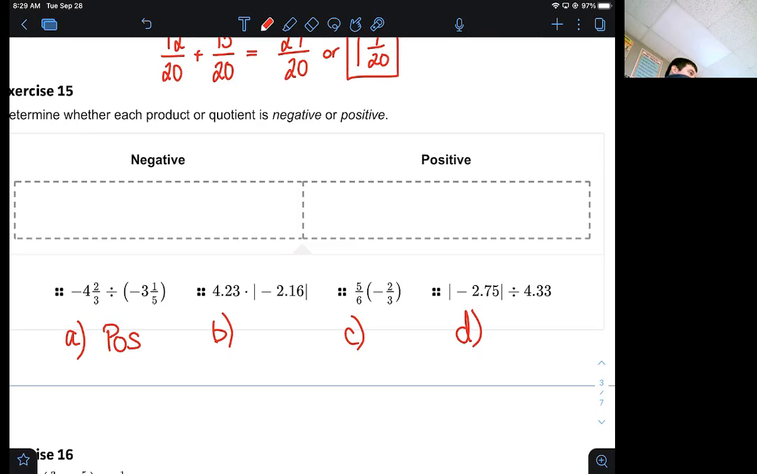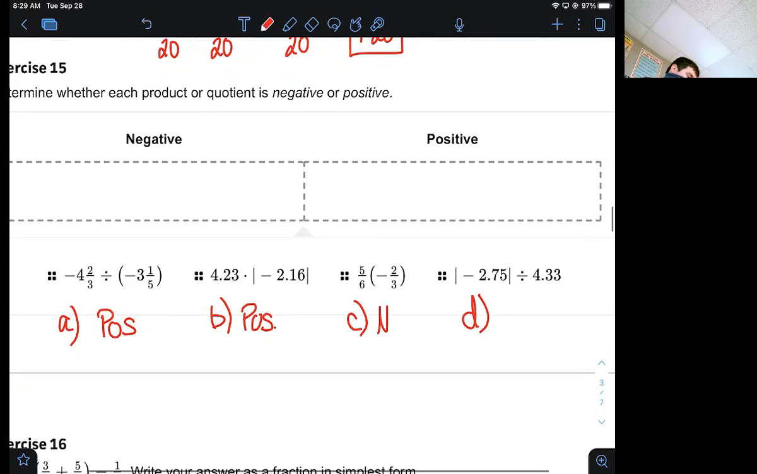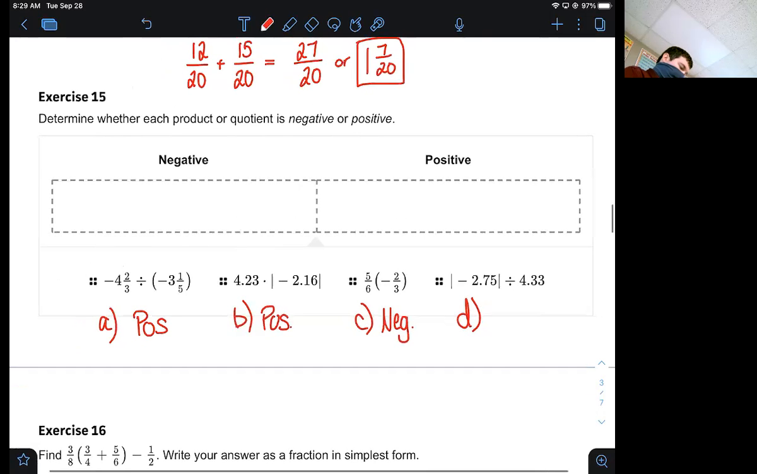For the second one, what's a positive times the absolute value of a negative? It is positive, because the absolute value of negative 2.16 is positive 2.16, and I'm really just doing a positive times a positive. Example C, what will I get when I multiply a positive times a negative? Negative. So drag that one up to the negative box. And then for D, the absolute value of a negative divided by a positive. It's really just positive divided by positive, which is positive. That's right. That was number 15.